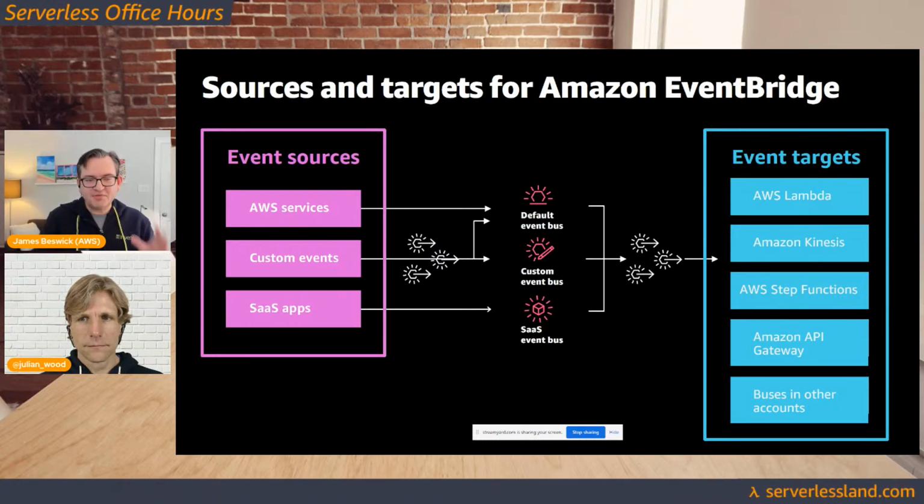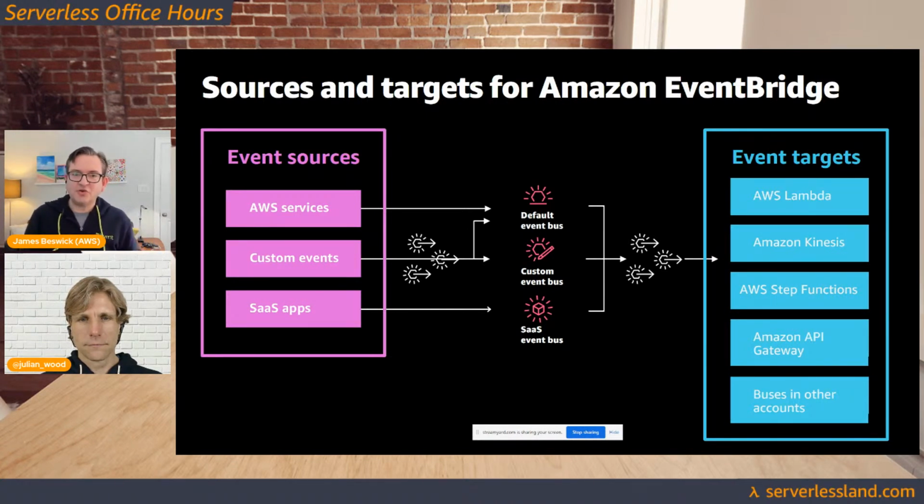So you have these three types of event bus. Now, at the moment, you only have the default event bus in your account that always exists, and the other types are up to you to create if you choose to create them. But the default event bus is where all of the AWS events end up appearing just by default.